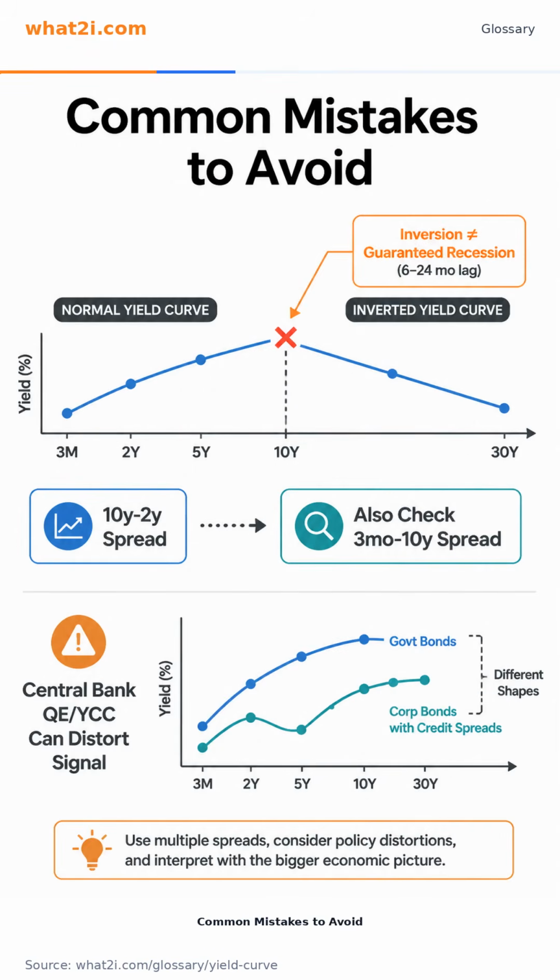The yield curve is a powerful tool, but it's not a crystal ball. Remember, an inverted curve doesn't guarantee a recession, it just signals a higher probability, and the timing can vary from months to years. Also, don't rely solely on the 10-year versus 2-year spread. The 3-month versus 10-year spread matters too. And central bank policies like quantitative easing can distort the usual signals. Lastly, corporate bonds behave differently because of credit spreads, so their curve shape often tells a different story than government bonds.